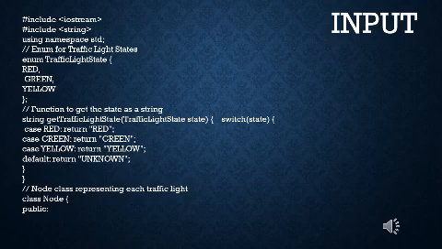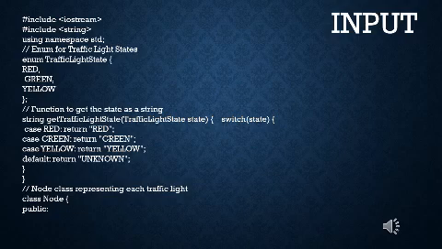enum TrafficLightState {RED, GREEN, YELLOW} defines an enumeration, TrafficLightState, with three values which are red, green and yellow. getTrafficLightState defines a function that takes a traffic light state and returns the corresponding string. Switch(state) starts a switch statement to check the value of state. If the case is red, it will return the string red. Similarly for green and yellow. Default, it will return unknown.